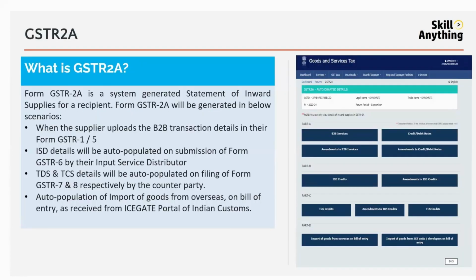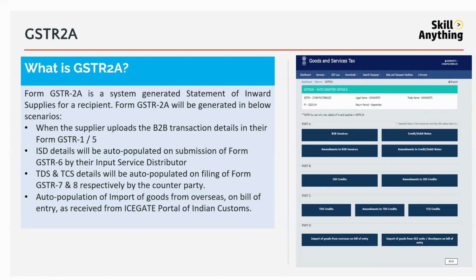GSTR-2A is a statement of purchase invoices which is generated after the submission of GSTR-1 by your supplier. There are some scenarios when the GSTR-2A statement will be generated. When B2B transaction details are filed in GSTR-1 or 5 by your supplier. If GSTR-6 is filed by the input service distributor, or GSTR-7 and 8 are filed, then the TDS and TCS details will be auto-populated in GSTR-2A.